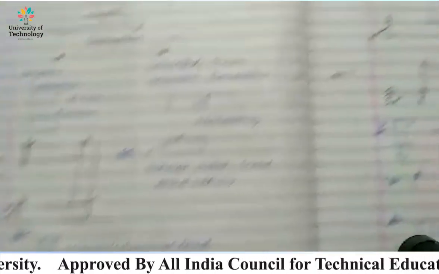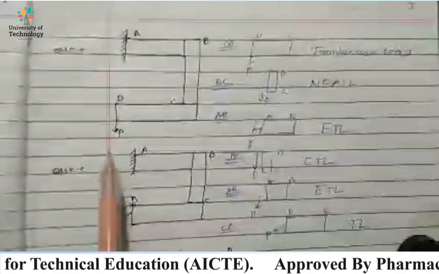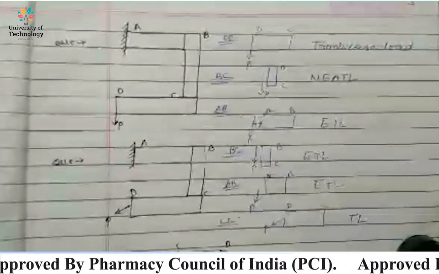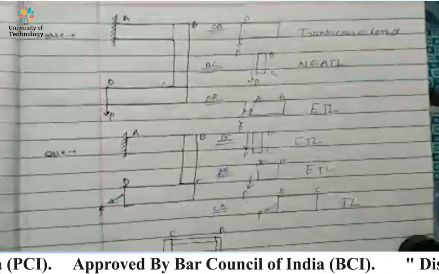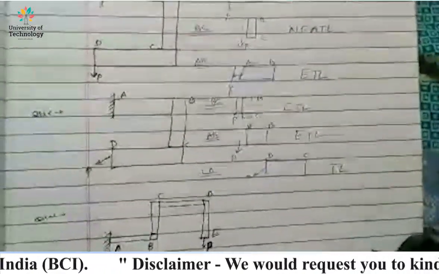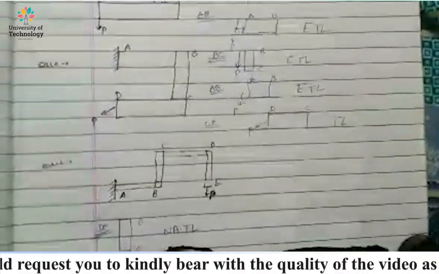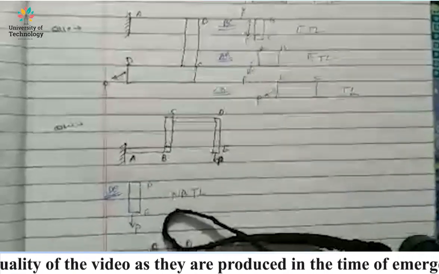Okay, and we solve this example. The columns are CD, AB and BC. So you can understand these figures and calculate the load types of every column.